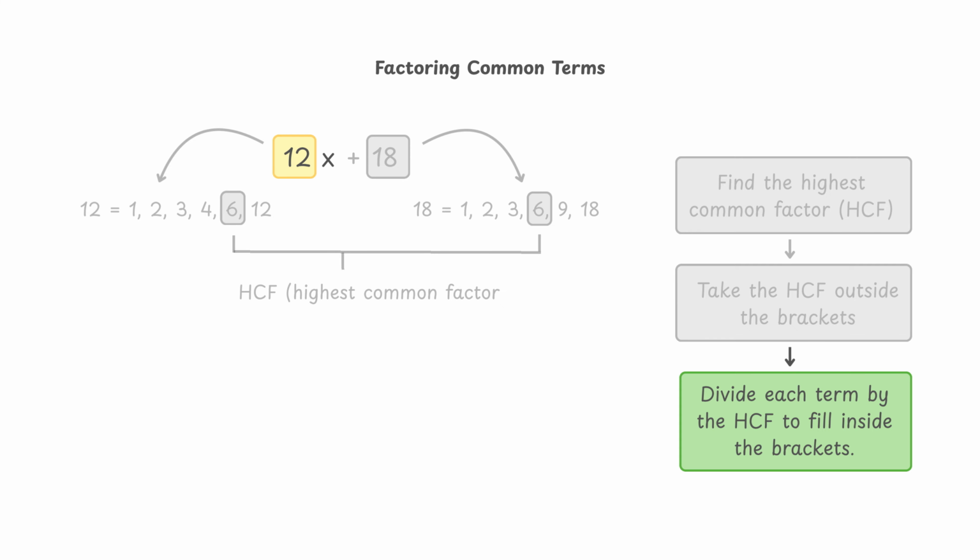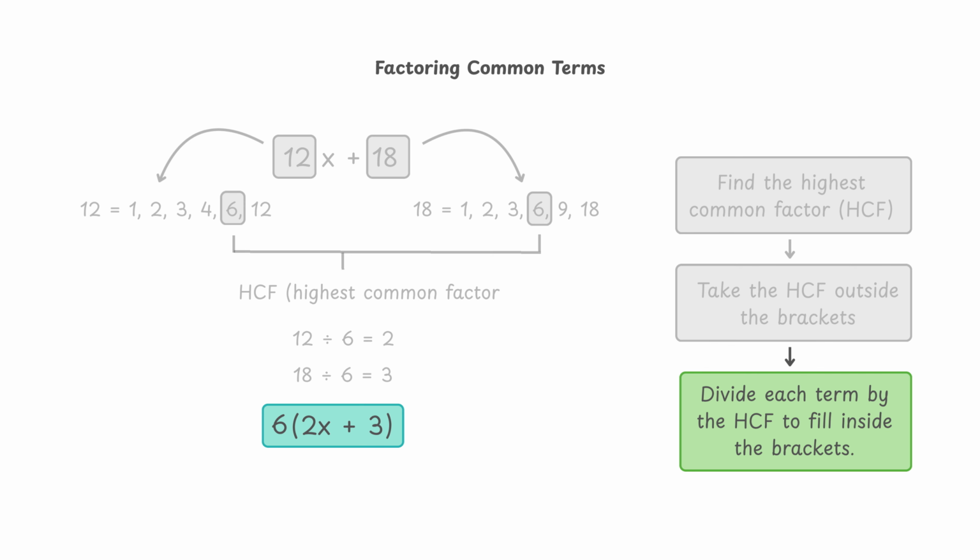First, take 12x. 12 divided by 6 is 2, so 12x becomes 2x. Now take the second term, 18. 18 divided by 6 is 3, so 18 becomes 3. Now we place these results inside the brackets, so we get 2x plus 3. This gives us the final factorized form: 6 multiplied by open bracket 2x plus 3 close bracket.